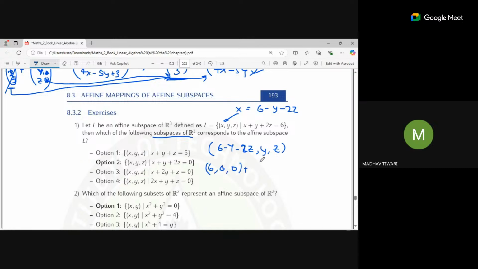Then I can add the remaining subspace part: minus y minus 2z, y, and z. So again I can put this value as x, and the x value will be minus y minus 2z. Or I can say that x plus y plus 2z will be equal to 0, right? So this will be my subspace, this one. Okay, is that clear?